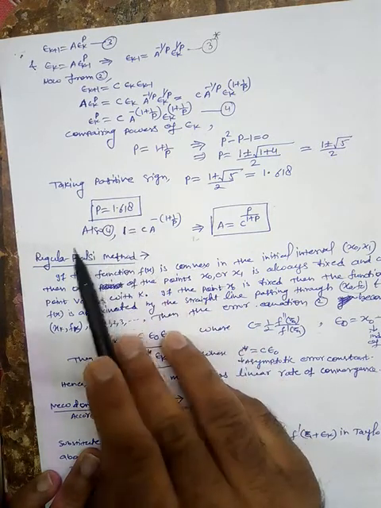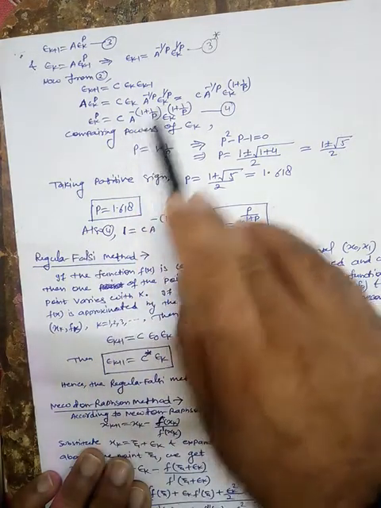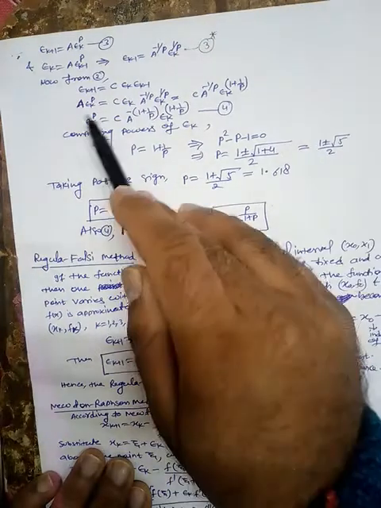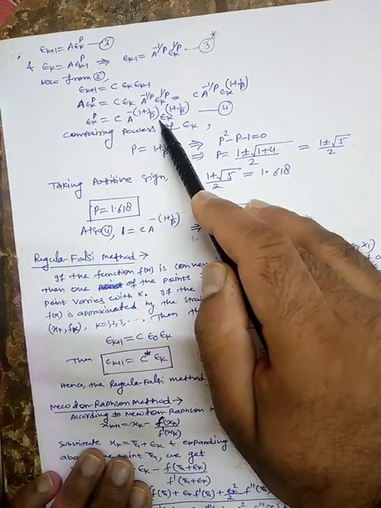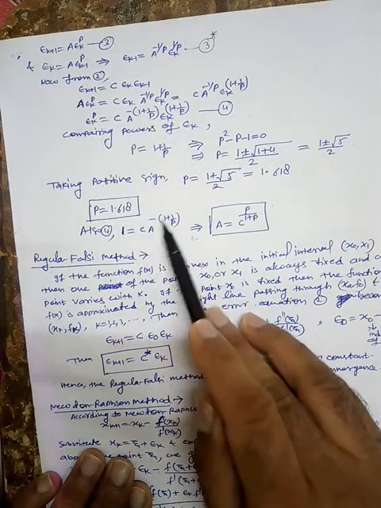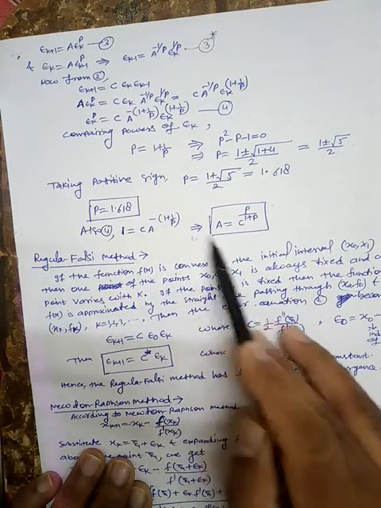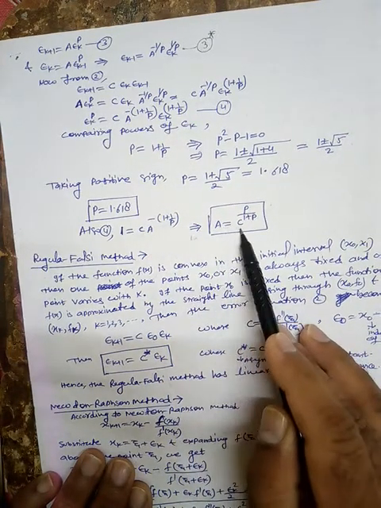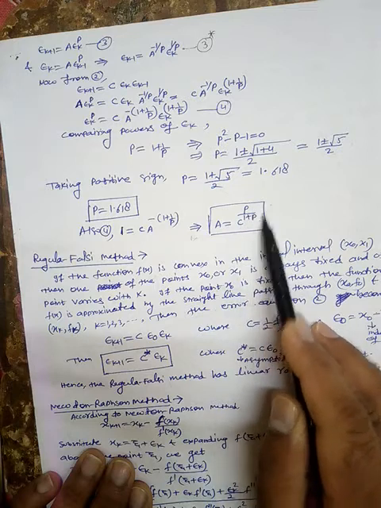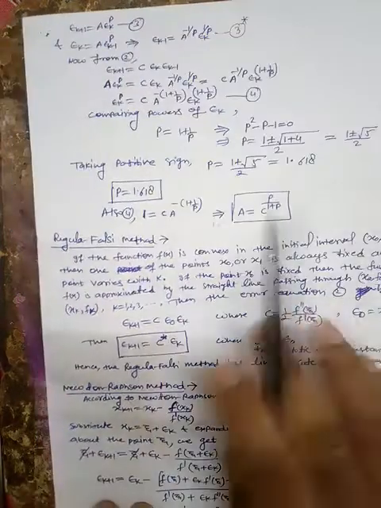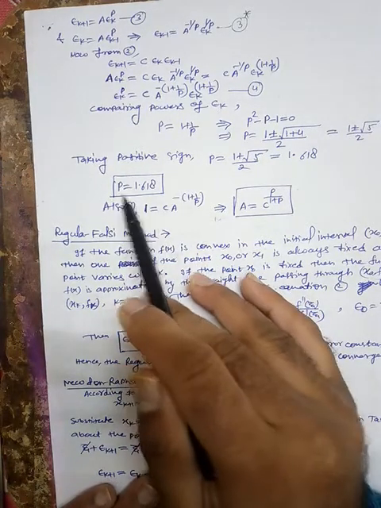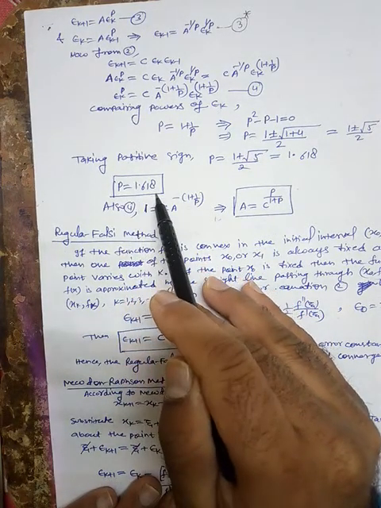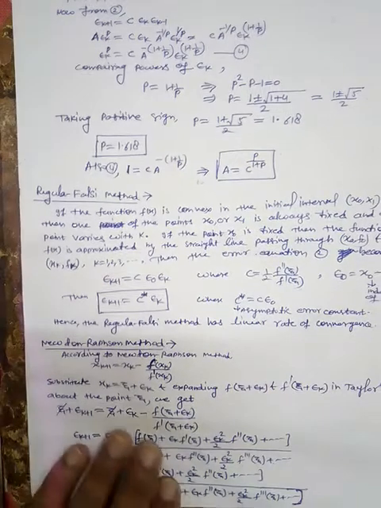There is no need to do this coefficient comparison, but anyhow if you are taking it, on the left hand side the coefficient is 1, and on the right the coefficient is c a raised to the power minus 1 plus 1 by p. So a, the asymptotic constant, is c raised to the power p upon 1 plus p. Ultimately, the main thing is that the rate of convergence of the secant method, p, is equal to 1.618.